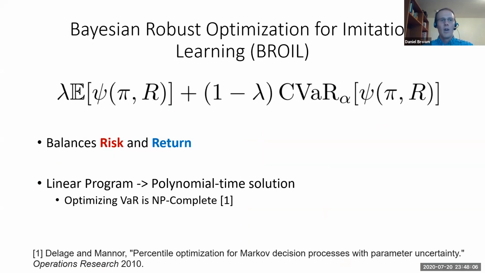So how can we do this? We can simply trade off this idea of risk and return, where we have conditional value at risk, and we have our expectation under our performance threshold. And we now give this parameter lambda, which allows a user to interpolate between being purely risk sensitive when lambda is equal to 0, or just purely dealing with expectations when lambda equals 1. And so when lambda is 1, this becomes basically just a general Bayesian IRL formulation. And what's nice, this is still a linear program, which enables polynomial time solutions. Whereas if we were to directly optimize for value at risk, it turns out that's NP-complete.